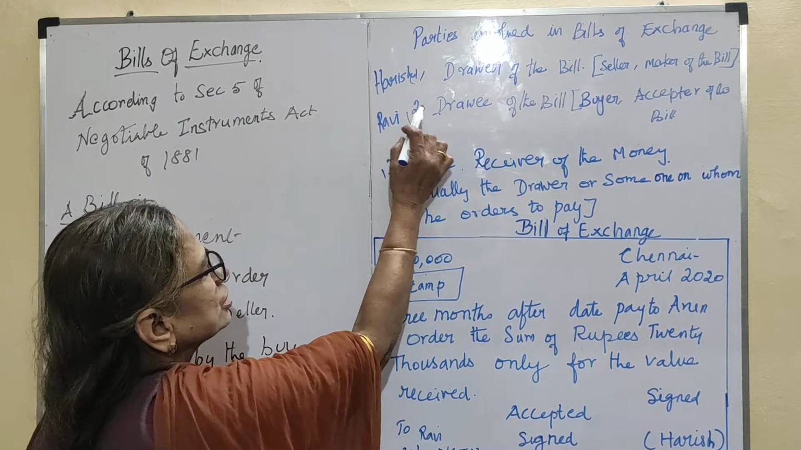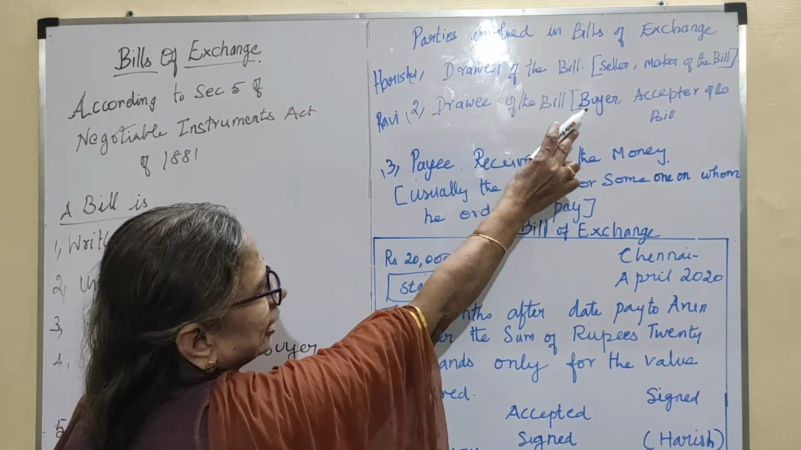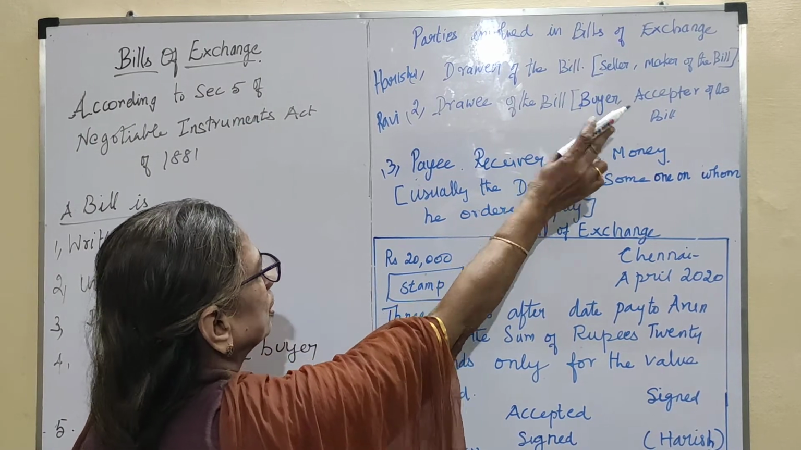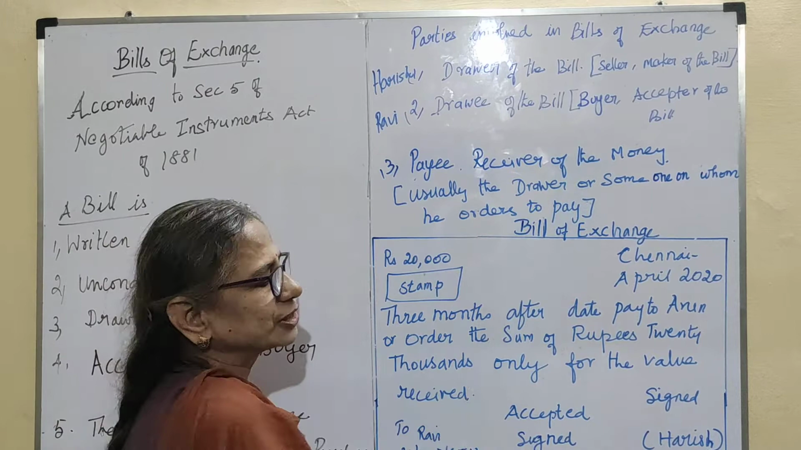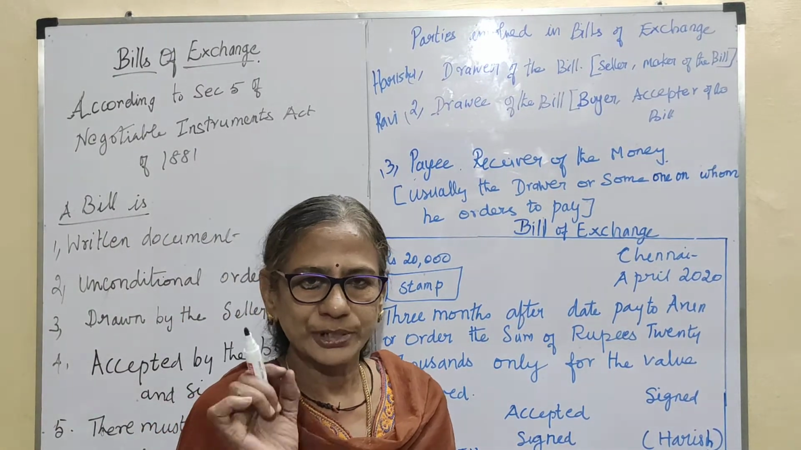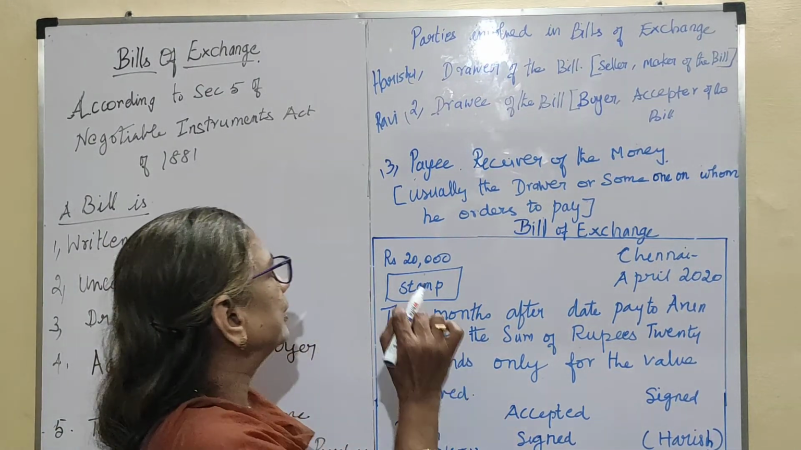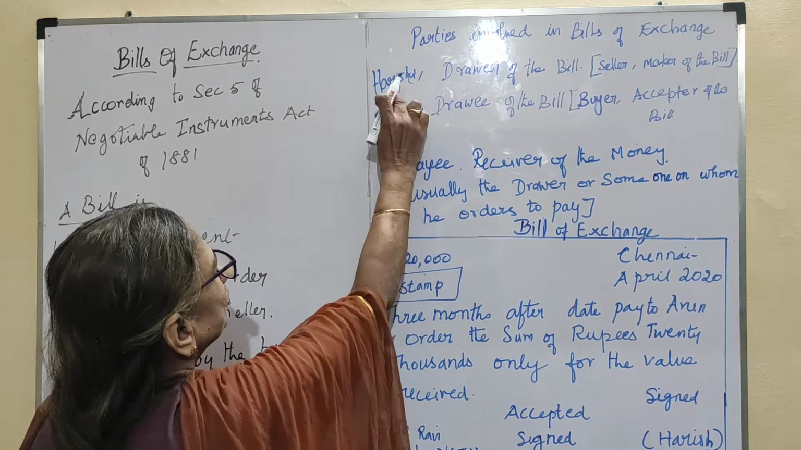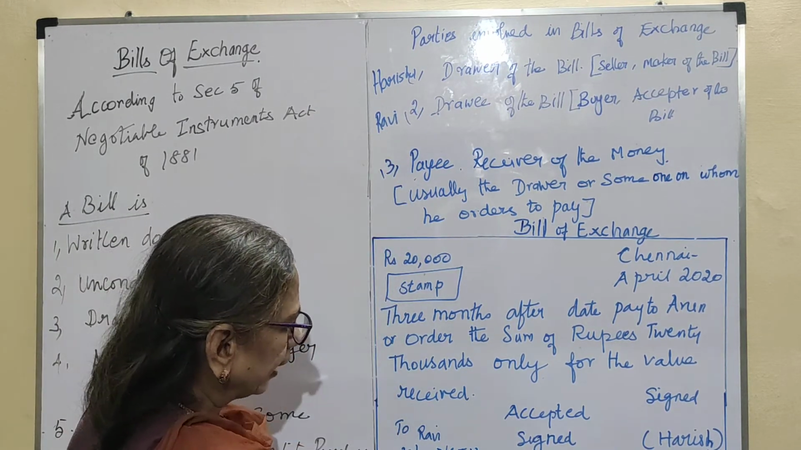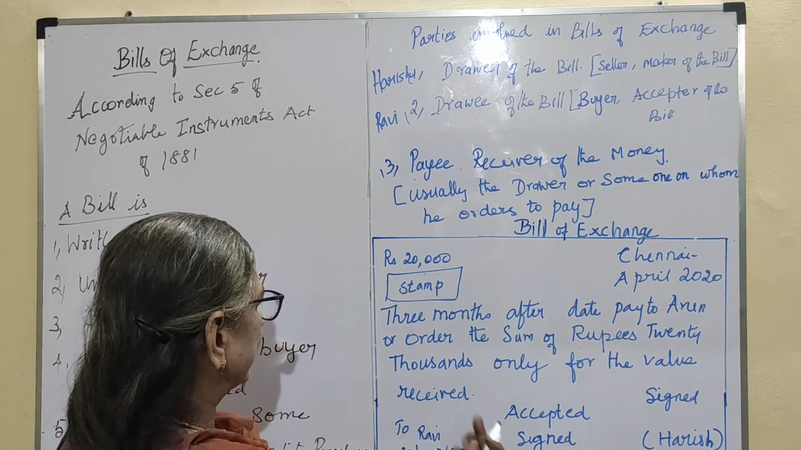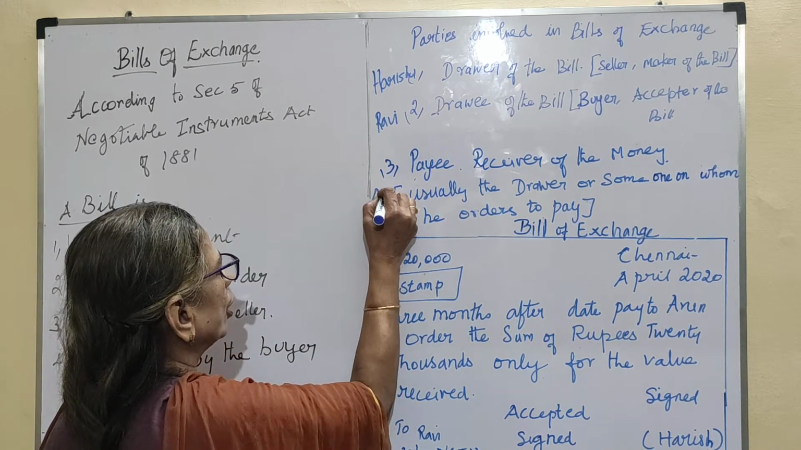Now Harish, the drawer of the bill or seller of the goods, makes out the bill, and the drawee, the buyer, accepts the bill. The buyer, Mr. Ravi, accepts the bill, and the payee. Here, Harish is asking Mr. Ravi to pay to a person who is called Arun. Now let us assume it is Arun.